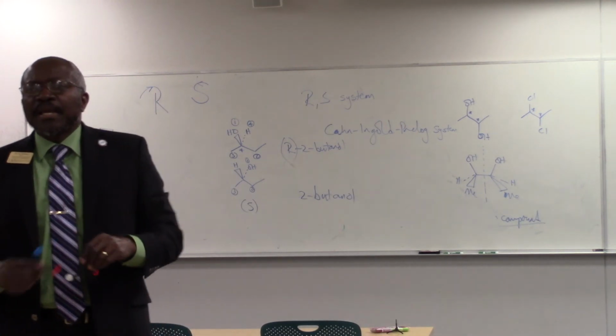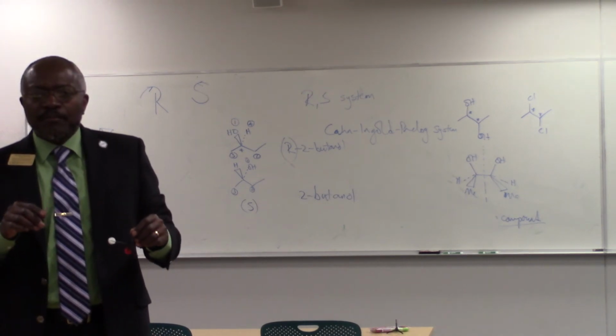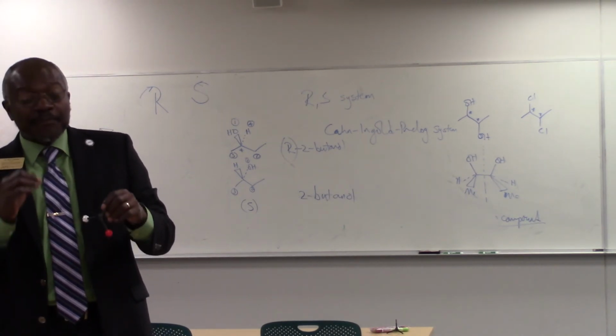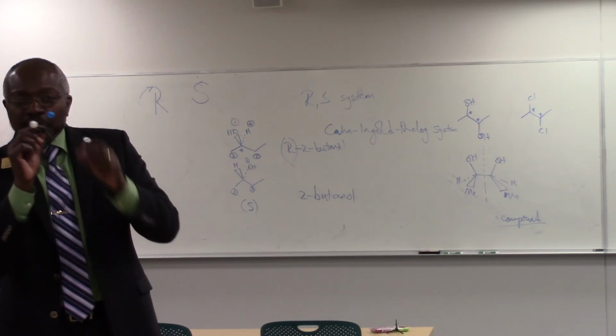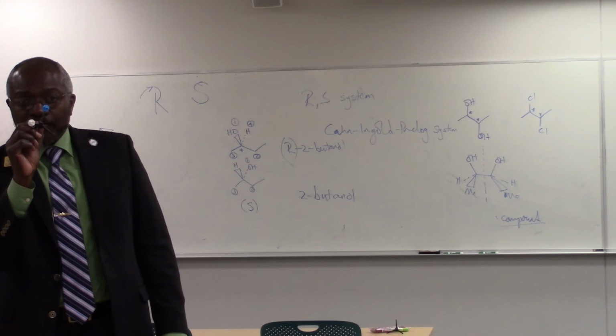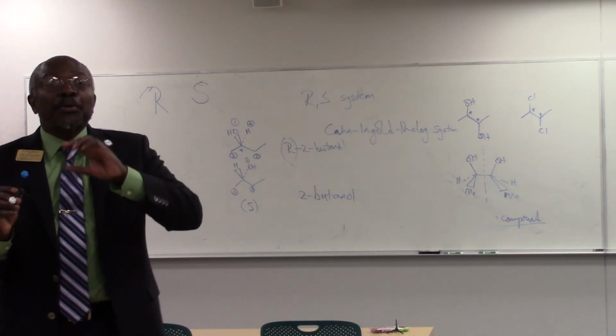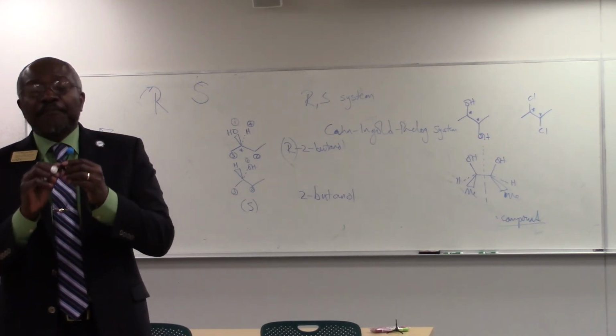In other words, if I make one or an odd number of interchanges, I invert the configuration of the carbon. And these are configurations, right? These are permanent three-dimensional arrangements. I invert the configuration.